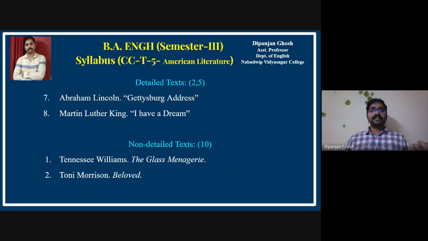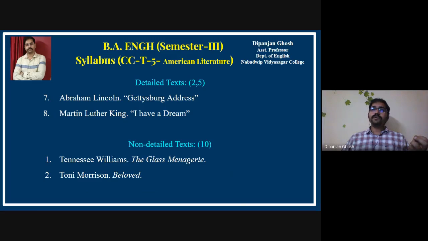For Tennessee Williams's The Glass Menagerie, you can opt for any particular book that is available. It cannot be possible for you to get the notes and text at the same time. So if you have to opt for the text, you can bring the books from any edition, available from Amazon, or maybe available in your market. Toni Morrison's Beloved is also a significant book.